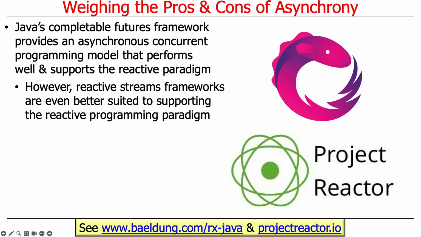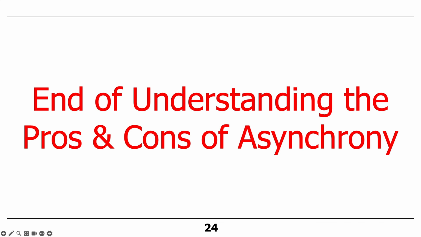So CompletableFutures are a step in the right direction. They're very useful. You can combine them with Java streams, but there are other abstractions that are even more seamless with respect to supporting asynchrony, and that is reactive programming, which we will get to. So that's the overview of the pros and cons of asynchrony.